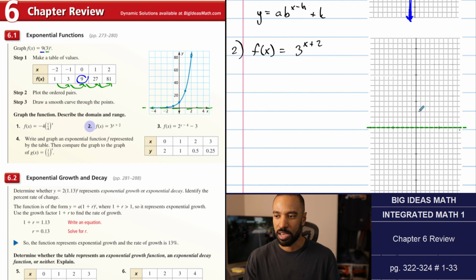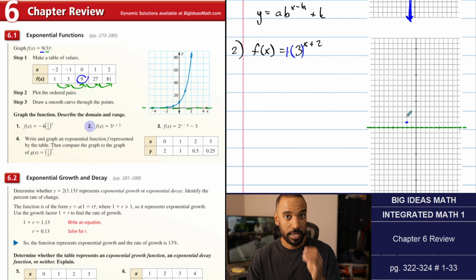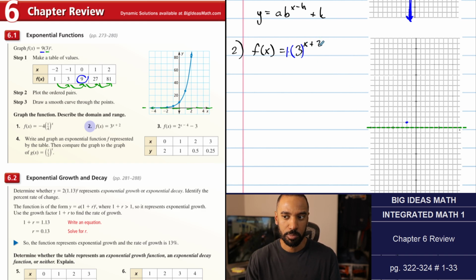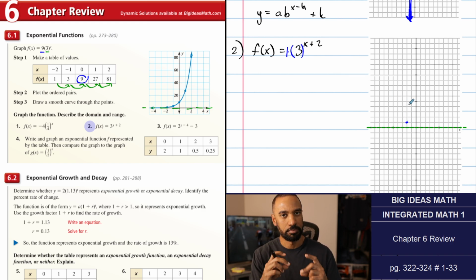This x plus 2 means everything's going to be 2 units to the left of what it was before. Remember what I said, a was going to be 1? So instead of being a y-intercept right here, go 2 units to the left, and boom, there's that a value. If you'd like to plug in -2 and figure out how that works, -2 plus 2 is 0, 3 to the 0 is 1, and 1 times 1 is 1. So when x is -2, y is 1, boom.